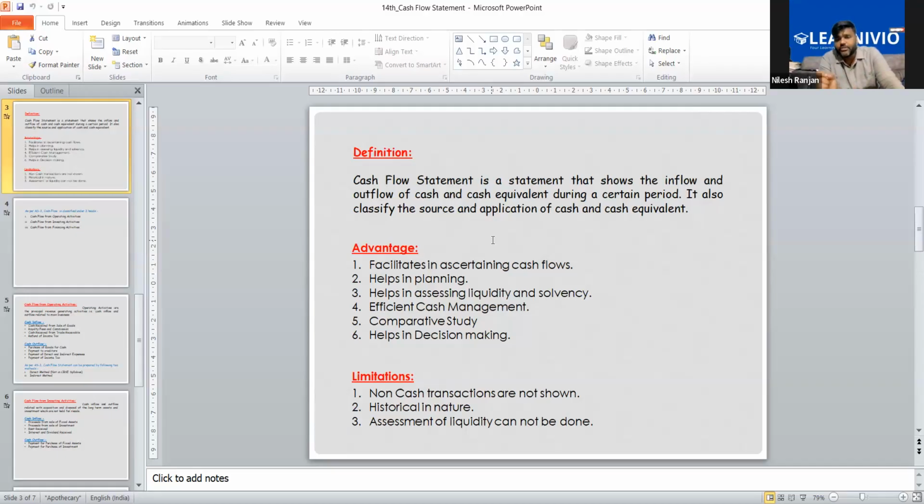A cash flow statement is a statement that shows the inflow and outflow of cash and cash equivalent during a certain period. It also classifies the source and application of cash and cash equivalent. So this is the definition of cash flow statement. Please write this. Then we will discuss the advantages and disadvantages.